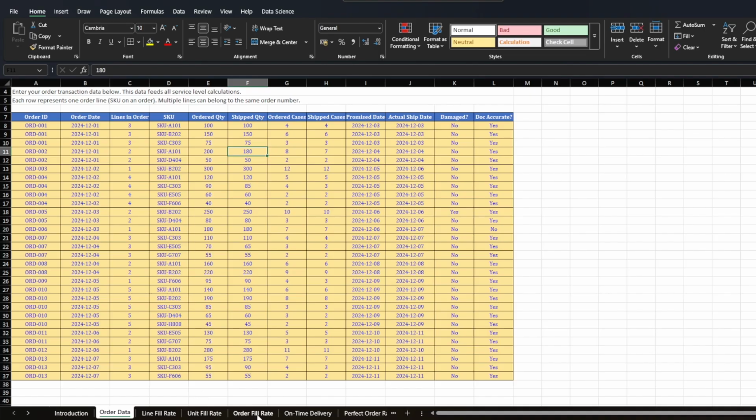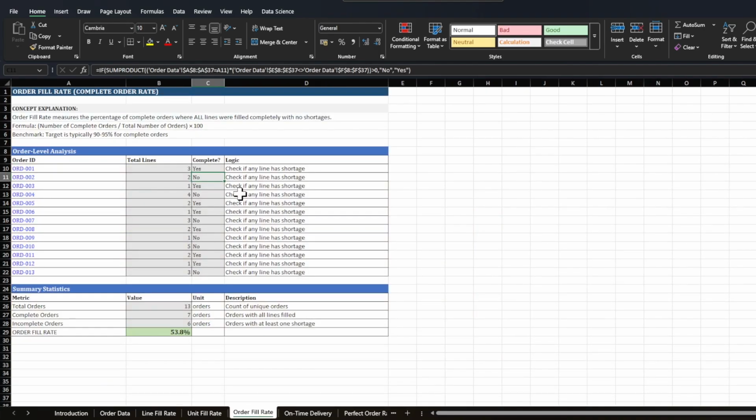So that is why, if you go to the order fill rate, you will see no against order 002. So this is how we are going to check which order has all the lines completely filled and which order does not have all the lines completely filled. So here we are just checking the total number of orders we have, out of which how many are yes and how many are no. And then we are calculating the complete orders divided by the total orders, which is our order fill rate.